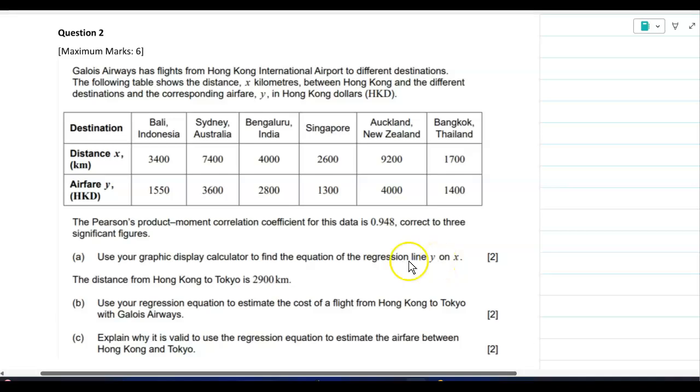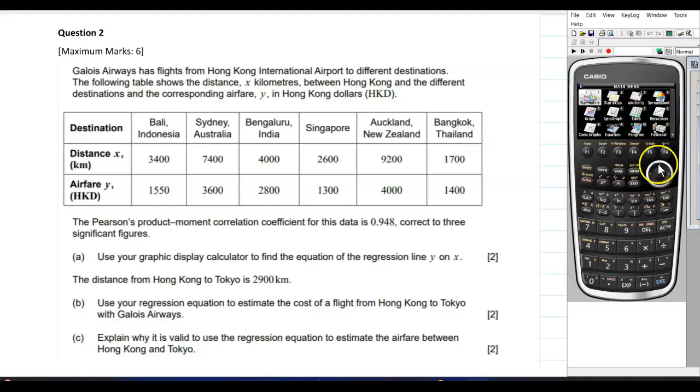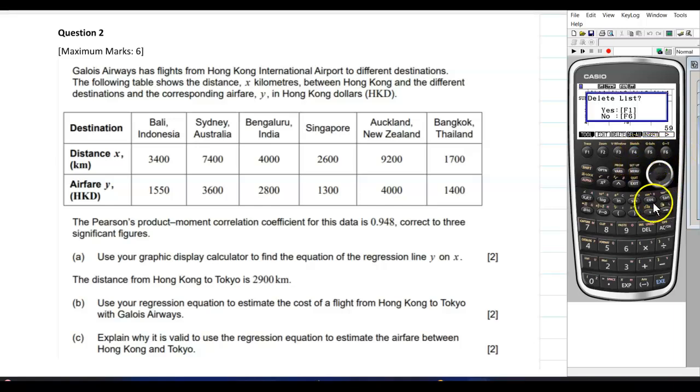You know how to do this on your Casio? Go to menu. Go to statistics. And delete all of this which is there. You know how to delete the data now? So you must delete all. Put in the values. So list 1, tell me the numbers.